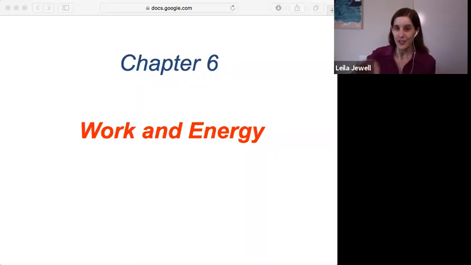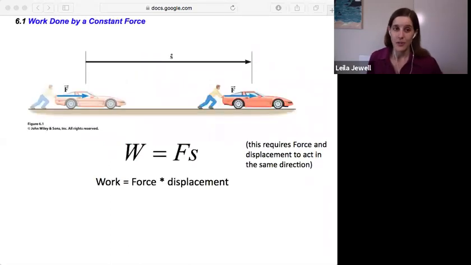Chapter 6, Work and Energy. Now, at this point in the semester, you really know all about work and the energy that it requires, right? But now we're going to take a look at the physics definition of work. So, for physics, we say that work is equal to the force times the displacement.